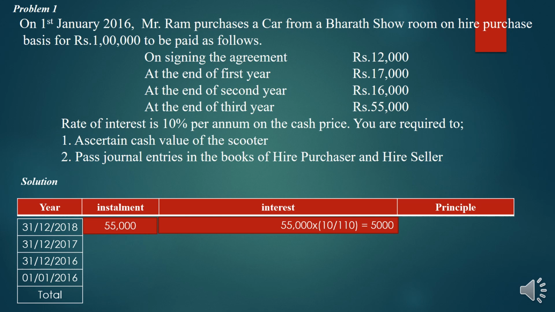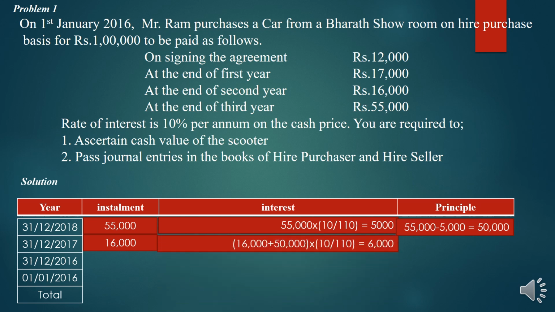After you deduct interest from installment, you get the principal amount, or the cash price of that particular installment. Next we go to the second installment, on 31st 12 2017. The installment amount is 16,000. Now you have to calculate the interest. But how do you calculate the interest here? 16,000 plus the principal amount of the previous one, that is 50,000, into 10% divided by 110, so that you get 6,000. When you deduct this 6,000 from 16,000, you get the principal amount of rupees 10,000.